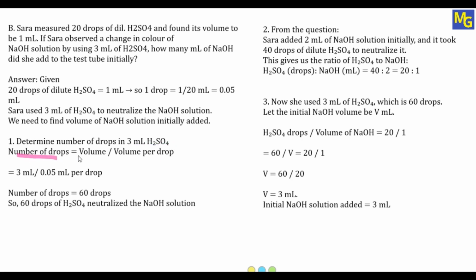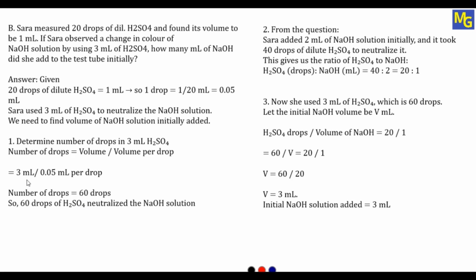Number of drops is equal to total volume divided by volume per drop. So what is the volume of H2SO4? It is 3 ml. So I took here 3. And volume per drop, a single drop, means how much volume? 0.05. So we divided it. Once you divide 3 by 0.05, we will get the answer 60 drops. So in 3 ml, how many drops will form? 60 drops will be formed. So 60 drops of H2SO4 neutralize the NaOH. We have converted our 3 ml of H2SO4 into drops and we have got the answer 60 drops.